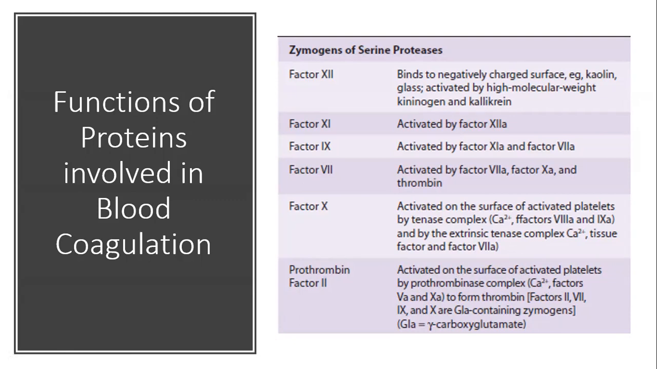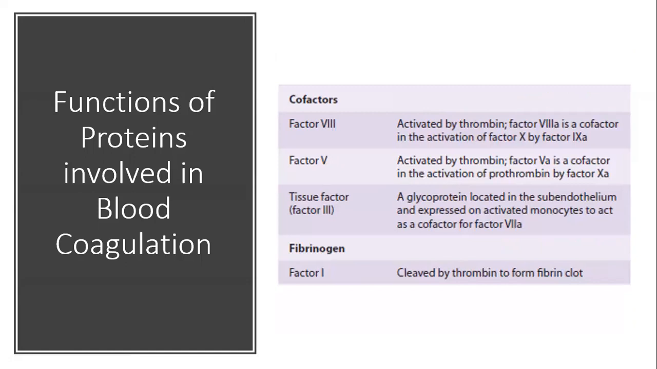Okay, your thrombin, like your other carboxyglutamate-containing clotting factors, is activated by your vitamin K. Next would be the cofactors. They don't have enzymatic activity, but they are needed for the activation of the enzyme. You have your factor 8 that is activated by thrombin. Your factor 5 is also activated by thrombin, and it is a cofactor in the activation of your prothrombin by the factor 10A. So for you to activate prothrombin by factor 10A, you would need factor 5.